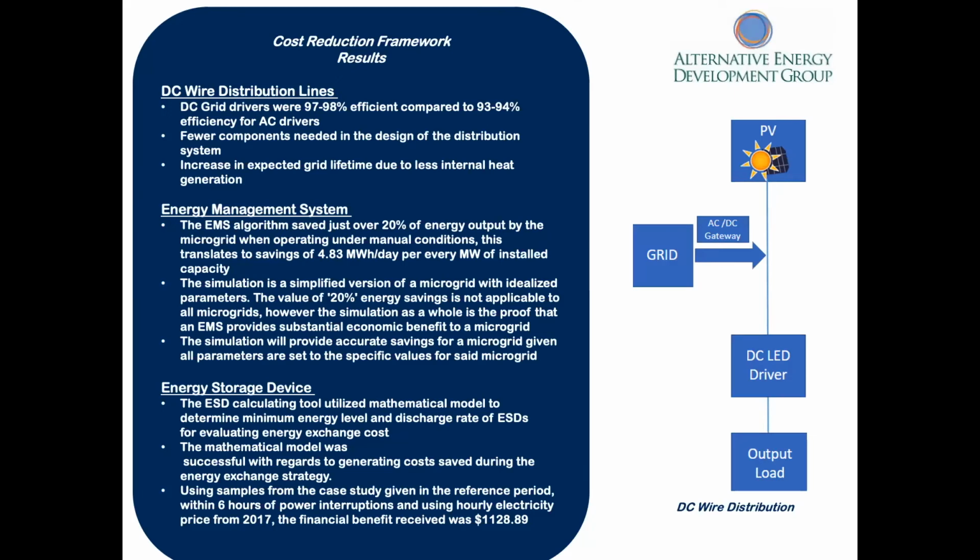The DC wire distribution is 3 to 4% more efficient as compared to the AC system. The new system requires fewer components and lasts longer due to less internal heat generation. The EMS algorithm saved just over 20% of energy output by the microgrid. This translates to savings of 4.83 megawatt hours per day for every megawatt of installed capacity.